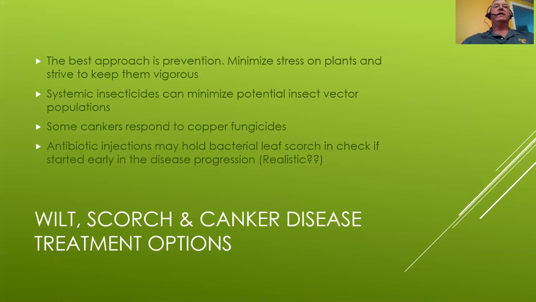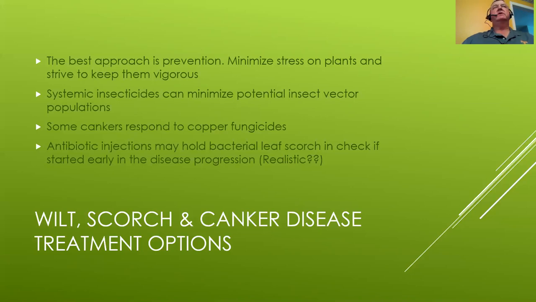There are systemic insecticides that can minimize some of the insects that can vector a bacterial disease from one plant to another, like the bacterial leaf scorch. Leaf hoppers may very well be vectors of that disease. So using a systemic insecticide on pin oak trees, for example, can help minimize leaf hopper populations and maybe cut down on the potential for that disease being spread from one tree to another. Some canker diseases might respond to copper fungicides, but by the time you see this kind of damage showing up that we saw in some of those previous slides, it may be too late.